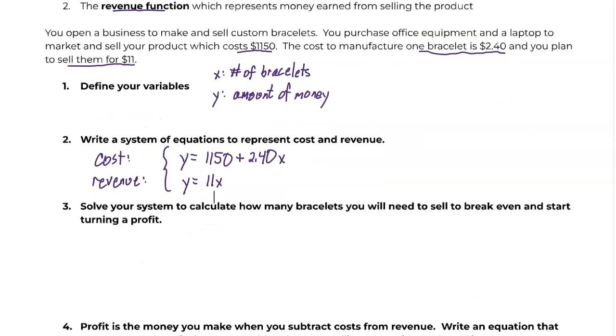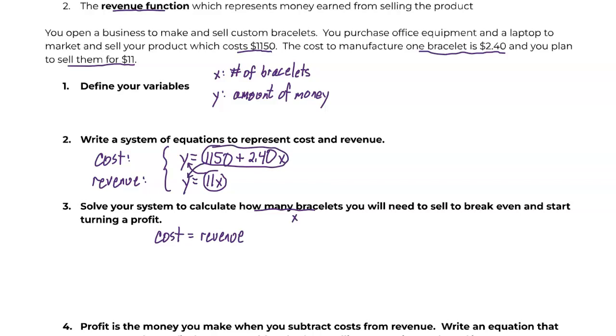Number 3, solve your system to calculate how many bracelets, remember that's going to be the letter X, that you need to sell to break even. So breaking even is when the cost is equal to the revenue. Because we're doing a lesson about substitution method, I'm going to use substitution method to find this break-even point. Substitution method is where you take one of the expressions for y and you substitute it in place of the y in the other equation. Another way to think of it is you could take this expression for y and substitute it for the y in the other equation. It does not matter.